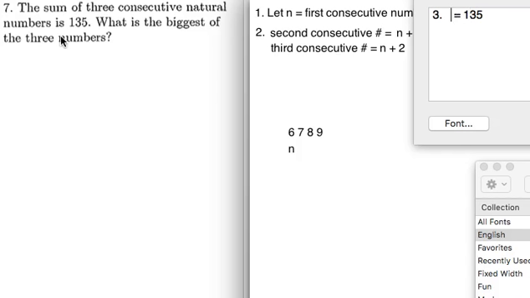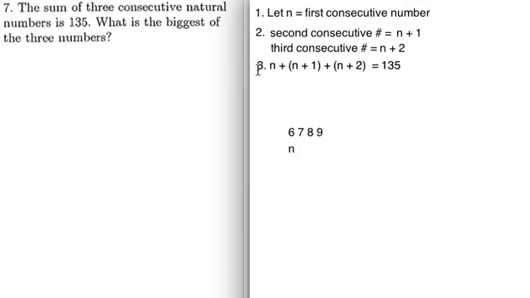So I know that 135 is the sum of the three consecutive numbers. That means I'm going to write all three numbers added together. N plus the second consecutive number is n plus 1. And the third consecutive number is n plus 2. And I add all three of these guys together, and that's what gives me my equation. I make it equal to 135.